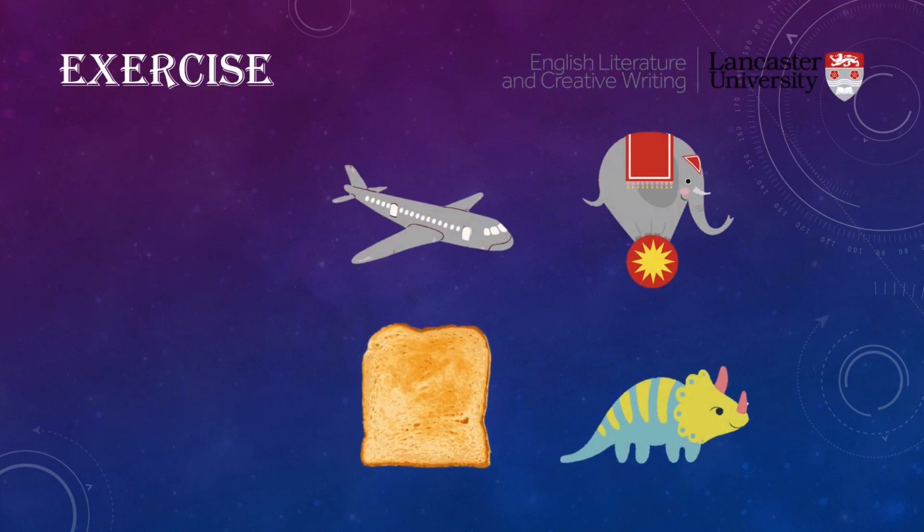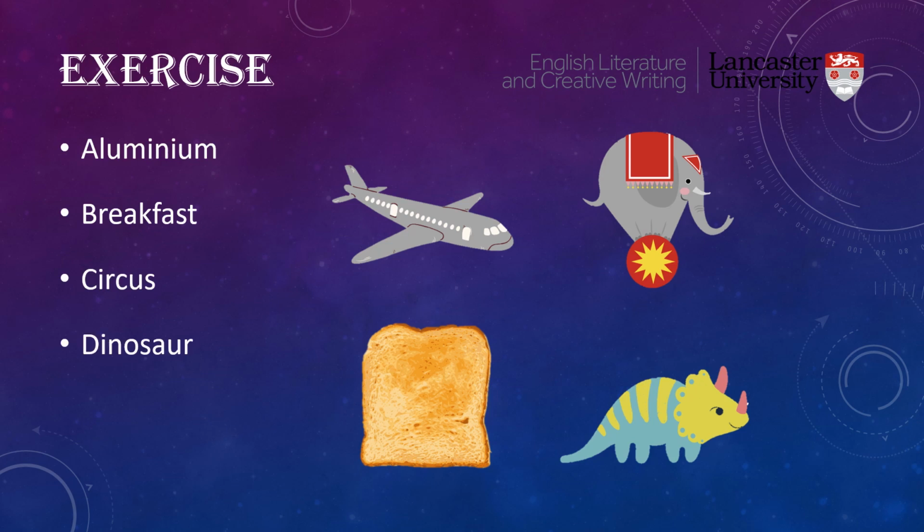On this slide there are 4 prompt words: breakfast, aluminium, circus, and dinosaur. Try and write a poem of any form, on any subject matter, including one of these words. Bonus points if you can write one for each prompt, or a poem that incorporates all 4. It can be funny or serious, it can be a sonnet or free verse. What you write is up to you.